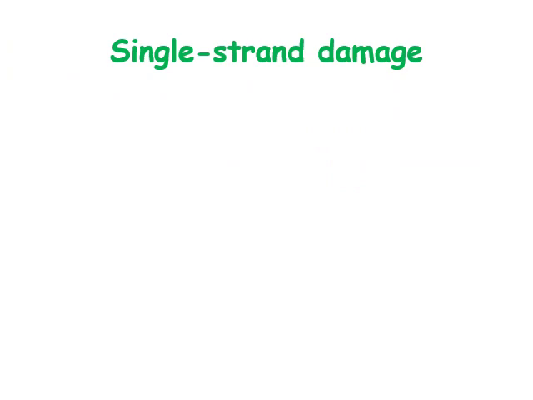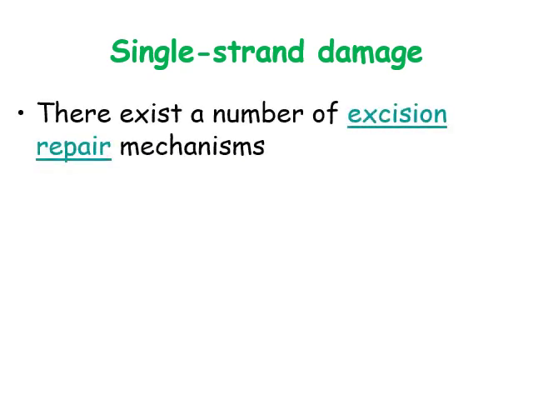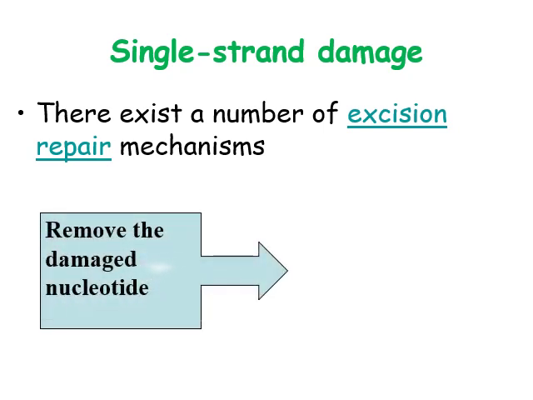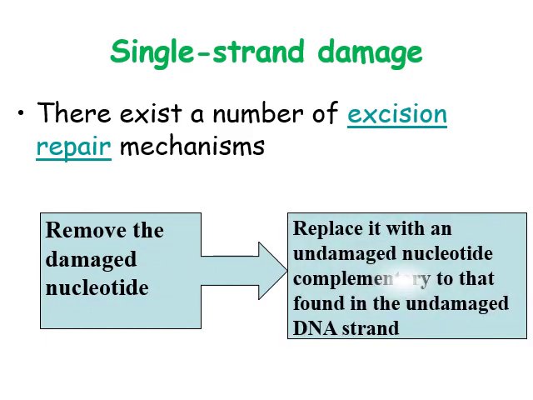If one of the two strands of the double helix has a defect, the other strand can be used as a template to guide the correction of the damaged strand. There exist a number of excision repair mechanisms that remove the damaged nucleotide and replace it with an undamaged nucleotide complementary to that found in the undamaged DNA strand.